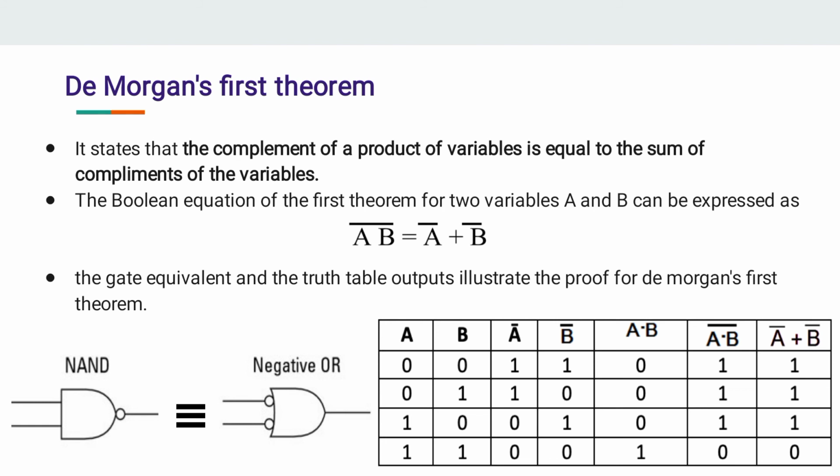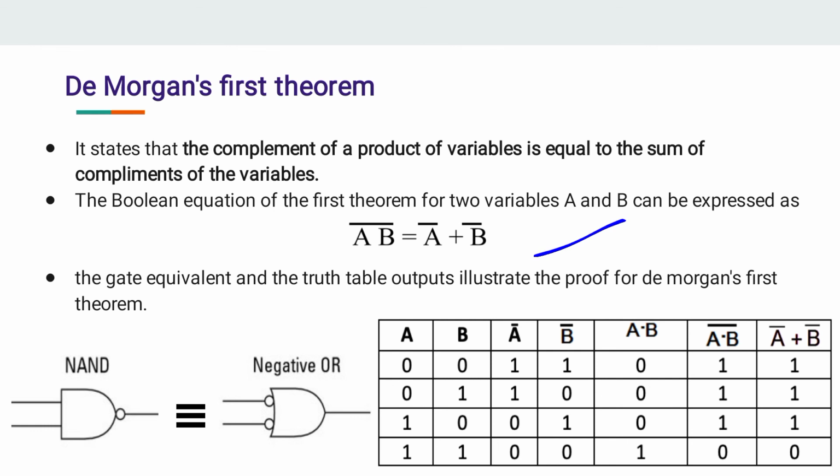This law states that the complement of the product of variables is equal to the sum of the complement of the variables. So this is De Morgan's first theorem. So that tells us the product of the variables has to take the complement, then it is equal to the complement of the variables and the sum of those. Clear? So this is the Boolean expression for the first theorem of De Morgan's.